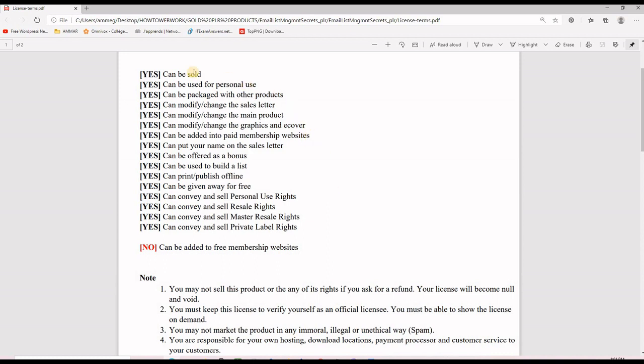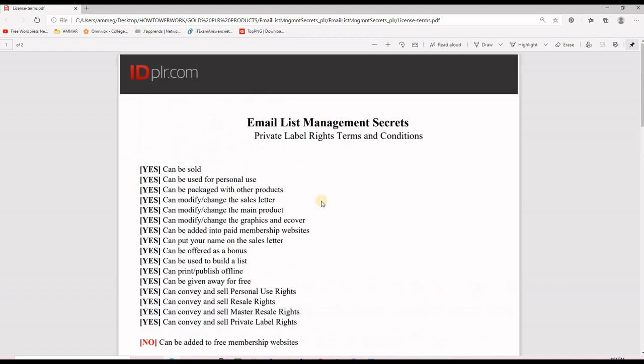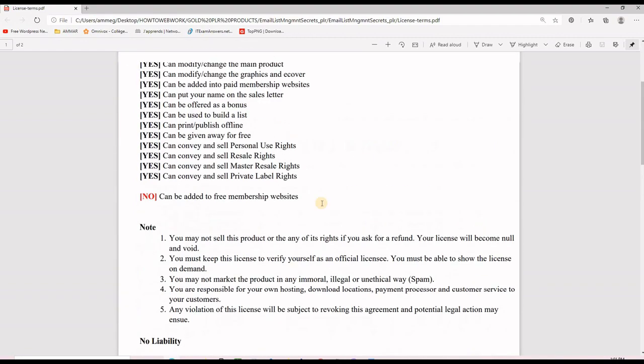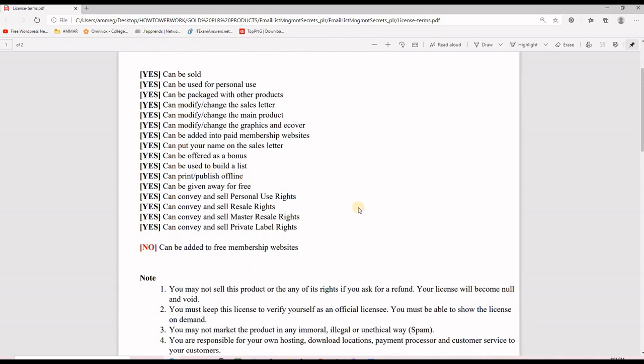So the PLR license, you will receive it with a package, and it will tell you exactly what you can do and what you cannot do, and you need to stick to these terms here. If you have any questions or you are not sure about something, you can just reach out to the PLR creator and ask him that question, but you need to read carefully the license and stick to the terms of use.